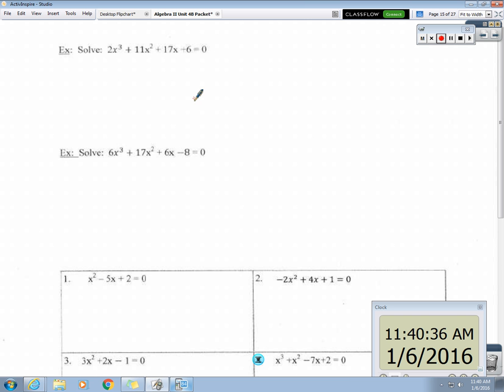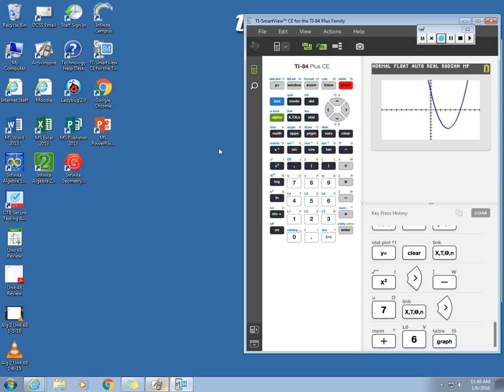I'm going to do 2 more with you. Okay, when you look at this problem, do you think you can factor that? Right, it's not a trinomial, it's a polynomial with 4 terms, and there's no GCF. So if I ask you to find the solutions, what's your only option? Graph them. Okay, so let's go ahead and graph it.